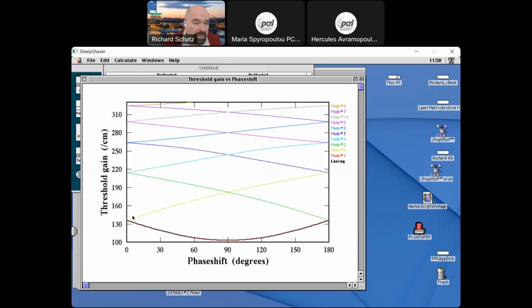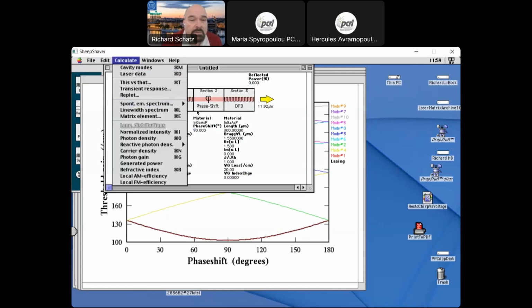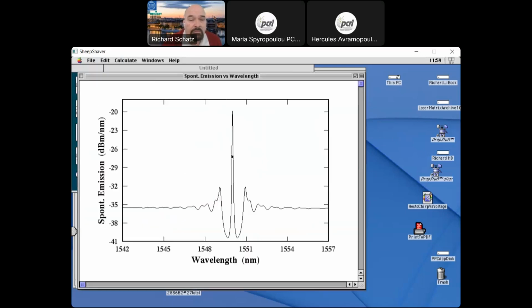And then you see here we have 0 phase shift. Then we have these 2 degenerate modes. They will both lase. If we put in 90 degrees phase shift, which is quarter wavelength, then we have a really nice gain margin here. So then I put in a quarter wavelength shift here, 90 degrees. And then I look at the spectrum. And then I have a very nice single mode laser here.